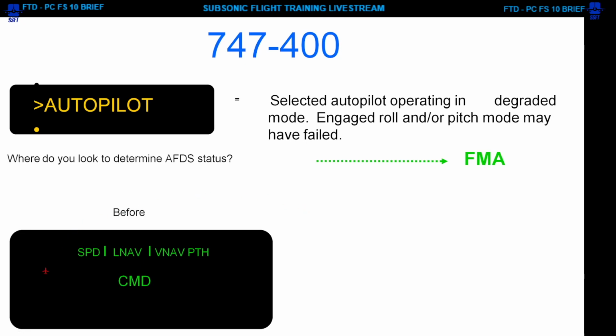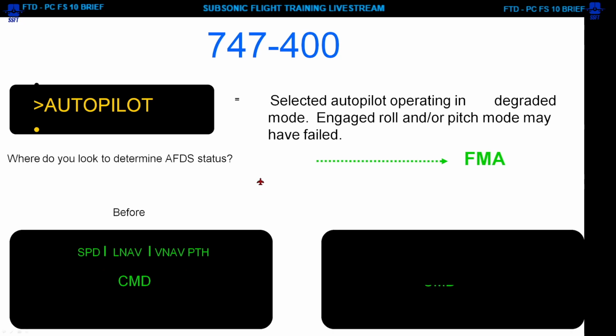So this is what you had before both FMCs failed. You have speed, LNAV, VNAV, path. You're at your cruise altitude, you're in command. And then when the failure occurs, you're going to get something like this, where you have LNAV, and you have an amber line through LNAV, and you have VNAV, and you have an amber line through VNAV.